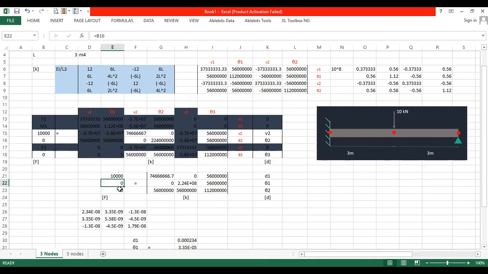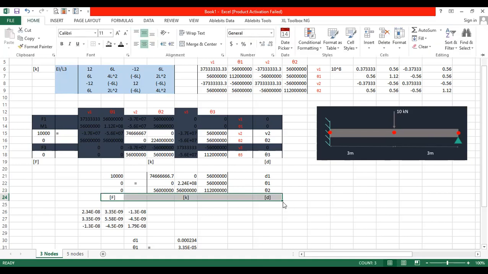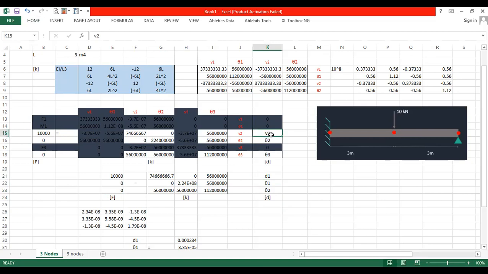10,000, 0 and 0. So this part will be there, and this part will be there, and this part is here. So this is our reduced equation, right? Okay. So we can determine what V2, theta 2 are. This is actually V2, theta 2 and theta 3, right? Okay. These are non-zero.